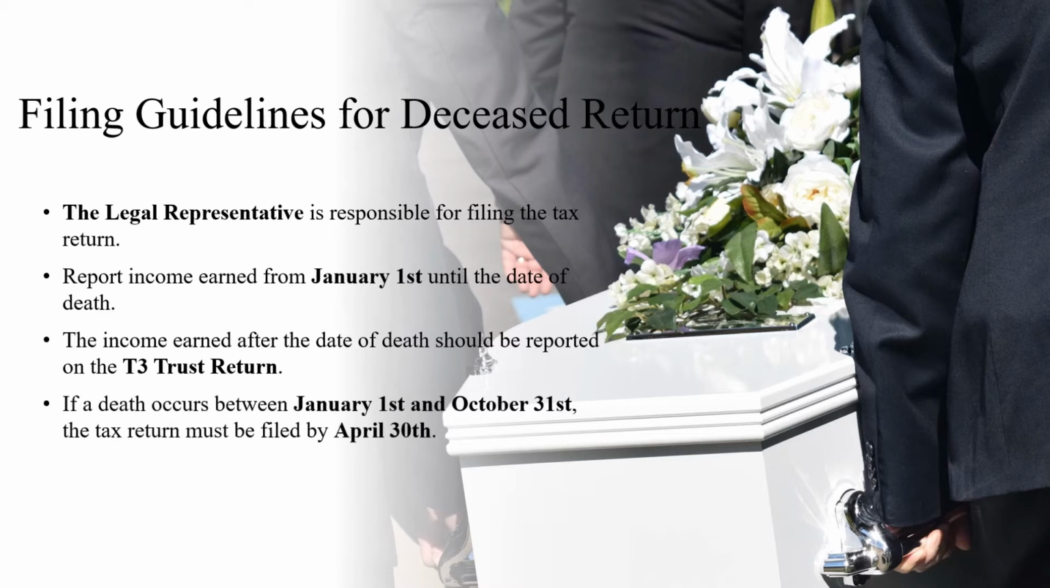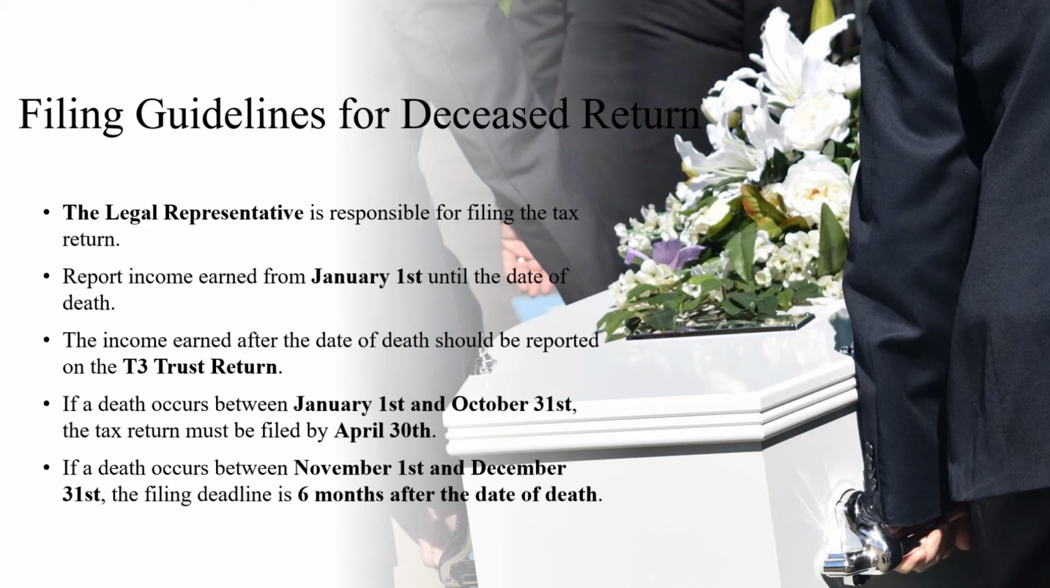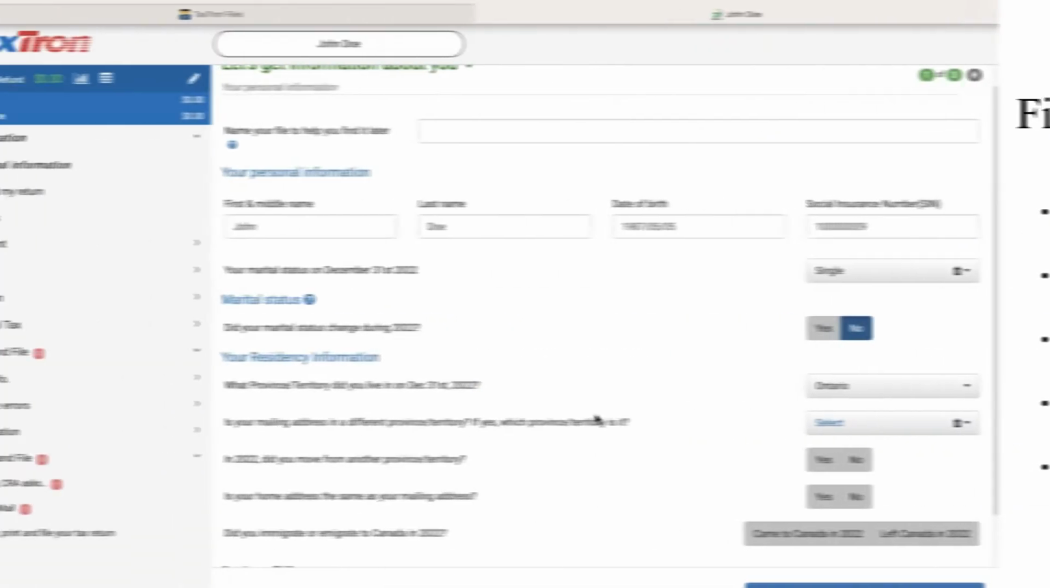It is also important to note the due date of the return will vary based on the date of death. If the death occurred between January 1st and October 31st, the final tax return is due on April 30th of the following year. If the death occurred between November 1st and December 31st, the final tax return is then due 6 months after the date of death.